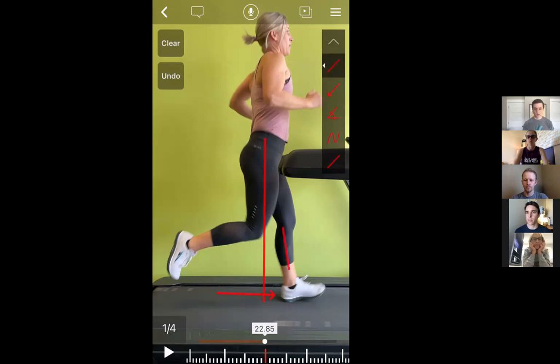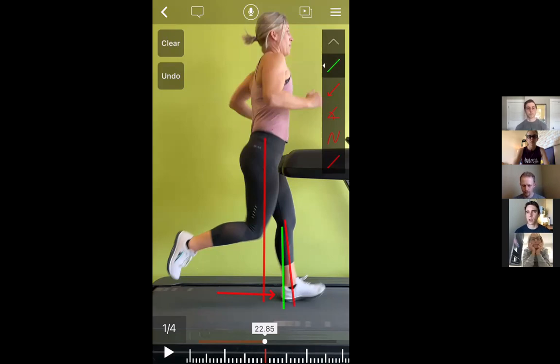Ideally, we want to have it close underneath you because that's a much more efficient position. If you're overstriding and that foot is out away from you, then that leads to things that we'll talk about as far as impact force. Daniel, maybe you can draw that line one more time across the lower leg. That is representative of the tibia, the lower leg bone. What we're looking for there is for that line to be close to vertical, close to straight up and down, just like that green line Daniel drew.